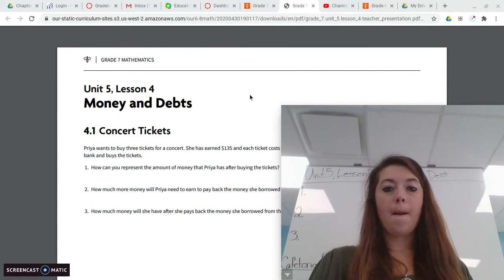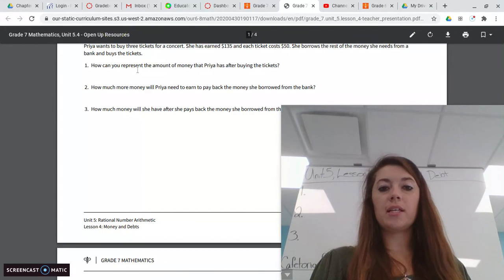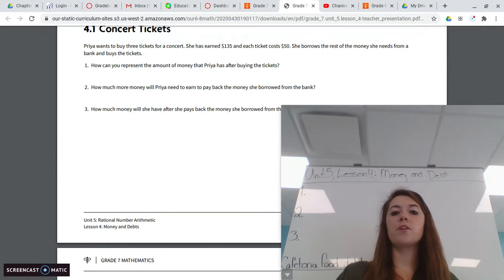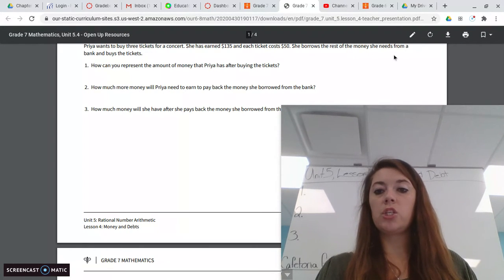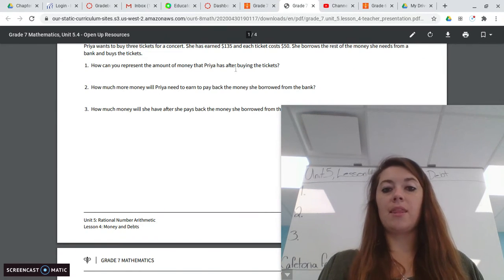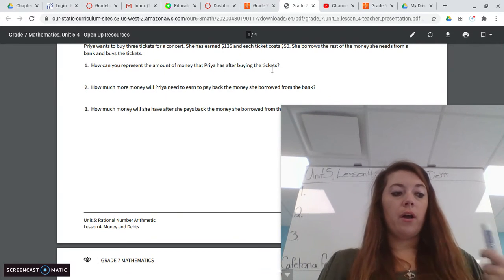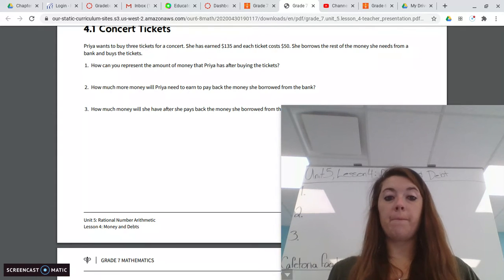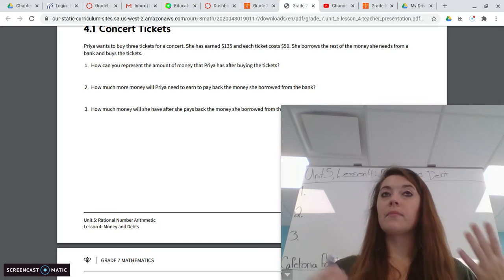So we've got our money and debts. Concert tickets. Priya wants to buy 3 tickets for a concert. She has earned $135 and each ticket costs $50. She borrows the rest of the money she needs from a bank and buys the tickets. How can you represent the amount of money that Priya has after buying the tickets? So since Priya owes the bank because she had to borrow money to purchase these tickets, she owes money. So it's going to be represented by a negative number.